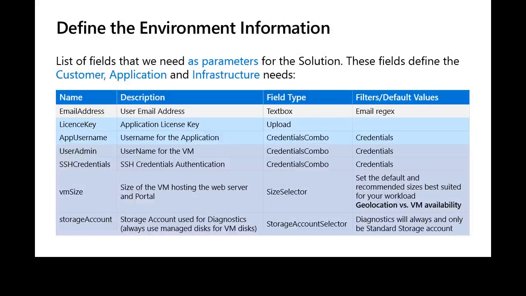Now, this is an example of what the environment information will look like as you create the UI definition file. So, for example, if you need an email address, you can use a text box. You can add regex for the email. It's a super granular UI. It reminds me of how you used to build user interfaces for Windows before, like the drag and drop.